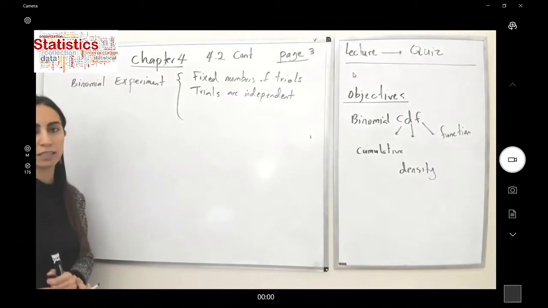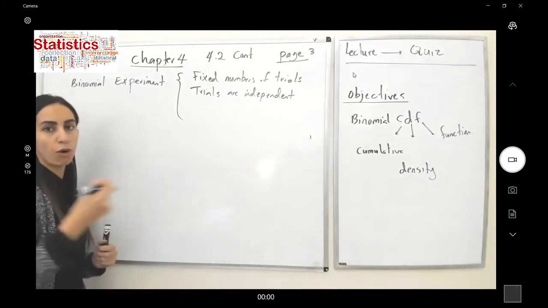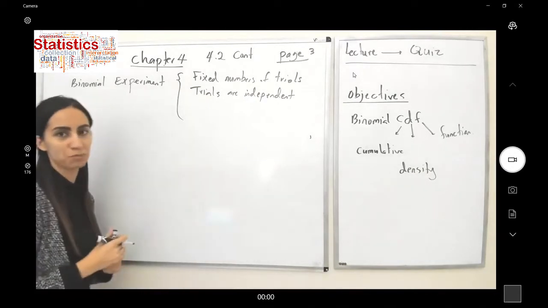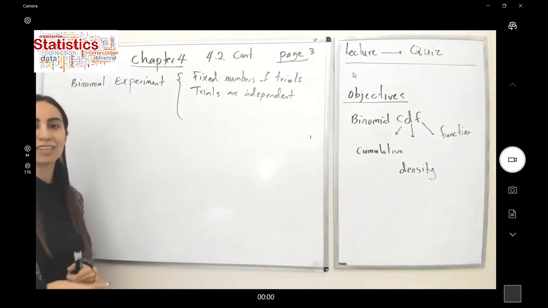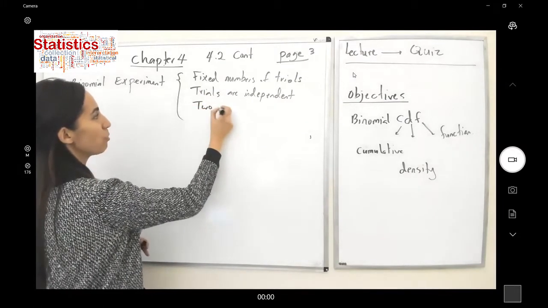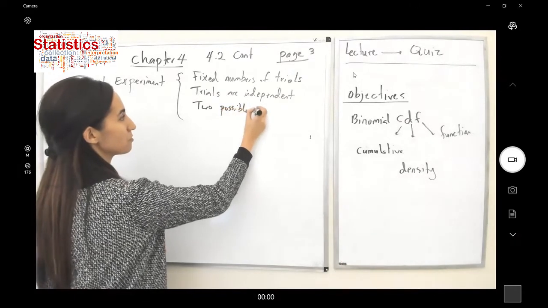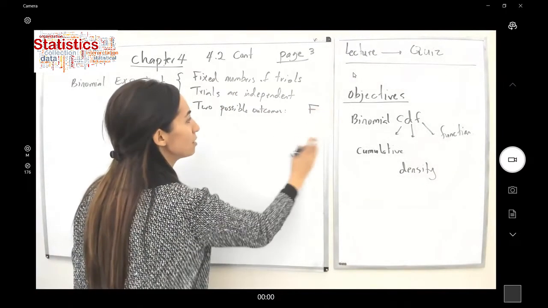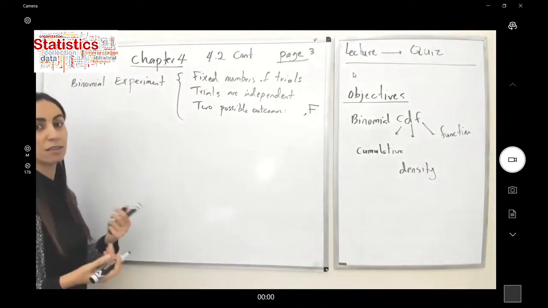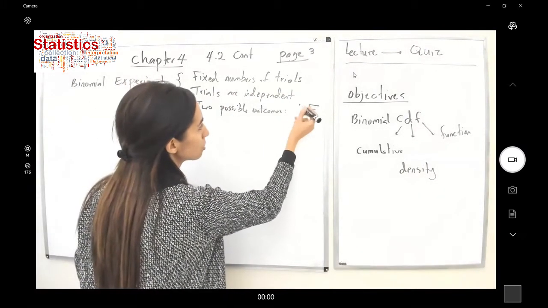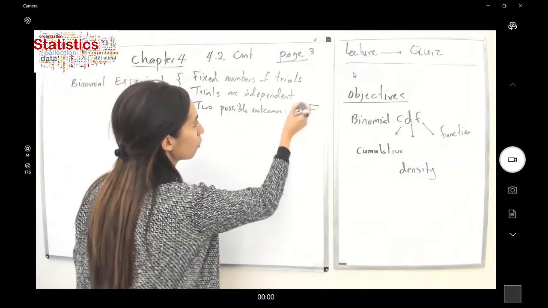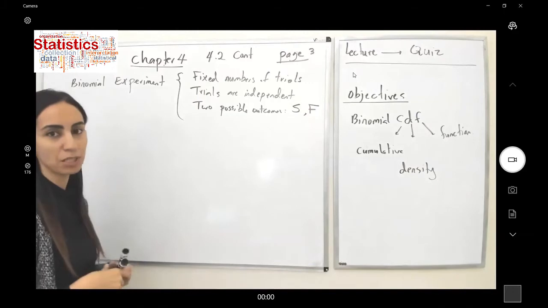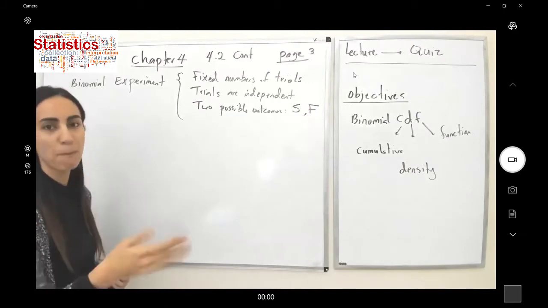What's the meaning of that? It means that whatever you do, whatever you take, you have to replace it back. Well, you only have 2 possible outcomes. It's either a failure outcome or a successful outcome. For success, we have probability P. For failure, we have probability 1 minus P.